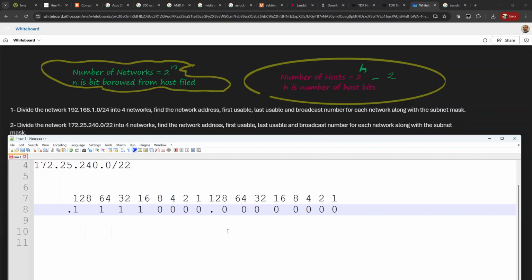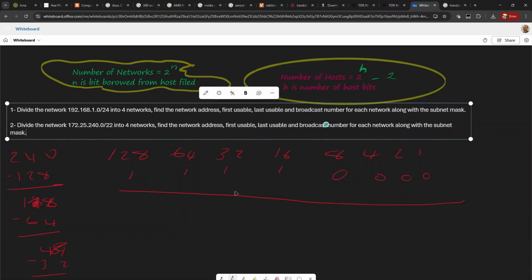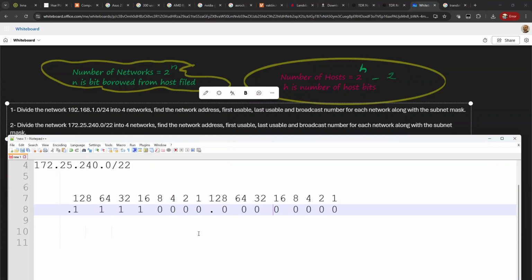Now the question is, we need 4 networks. So how many bits do we need to borrow? Let's look for the original mask. The original mask is /22. So here we have 16 bits, and then 17, 18, 19, 20, 21, 22. And then I'm going to draw a temporary vertical bar right here. This is the original mask.